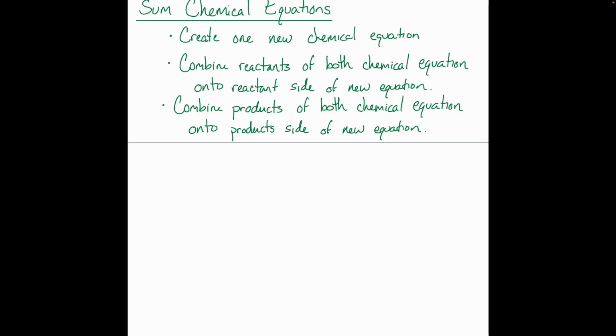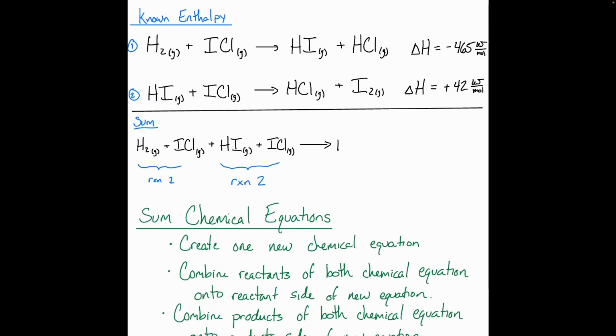All right, so that means from reaction 1, I have that HI and that HCl. That's all from my first reaction. Then I'm going to combine my products for my second reaction, the HCl and the I2. When we sum up chemical reactions, we're just going to combine the reactants all into one new chemical equation and combine all our products into one new chemical equation.